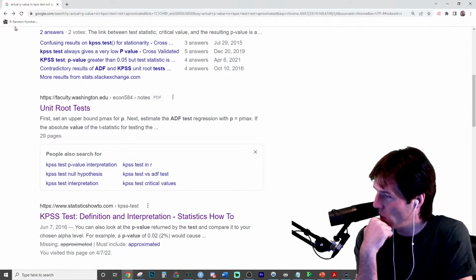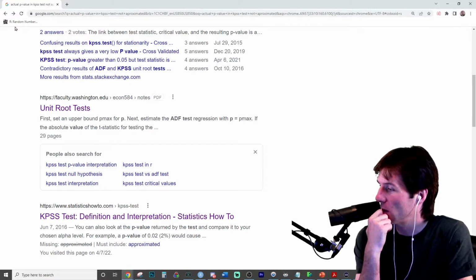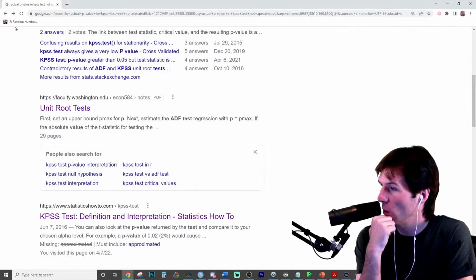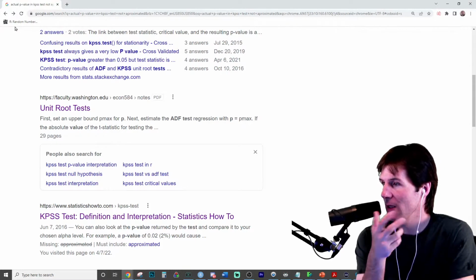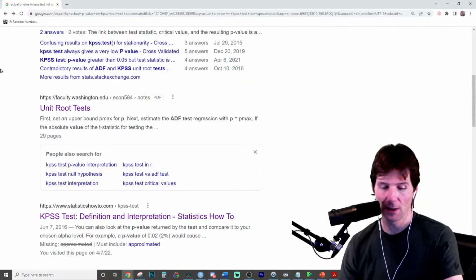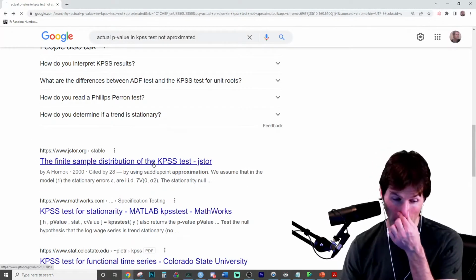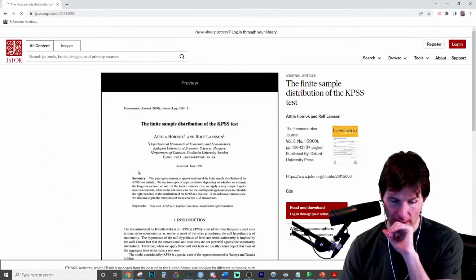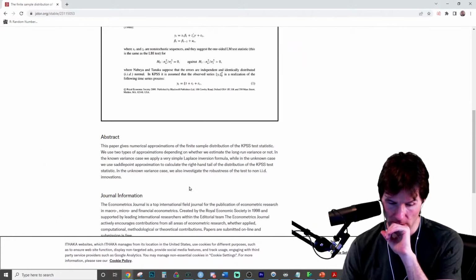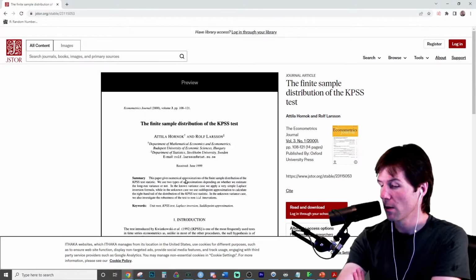Because those arguments in the URCA package right there are what generates the C value right there. So the KPSS should just be from a distribution. It's weird to me that you cannot just get it. So, wait. The finite sample distribution of the KPSS. Let me try one more thing here.